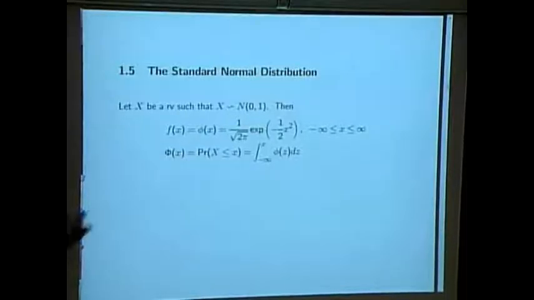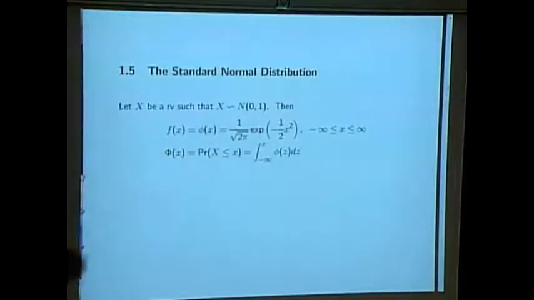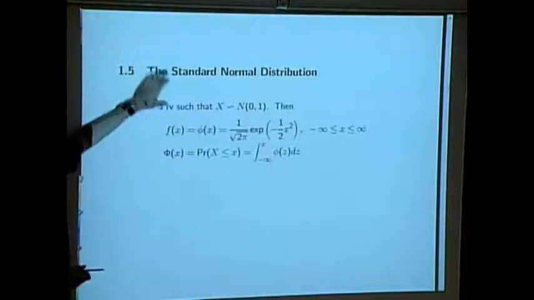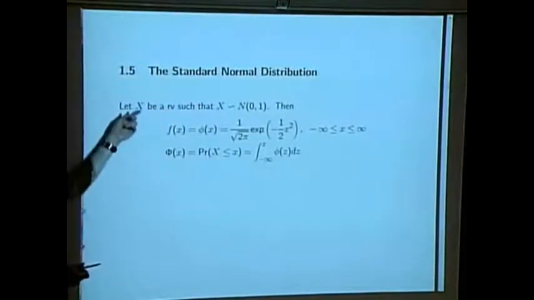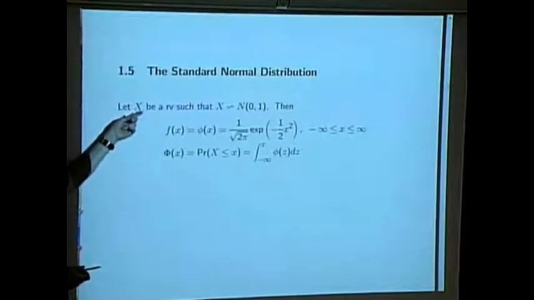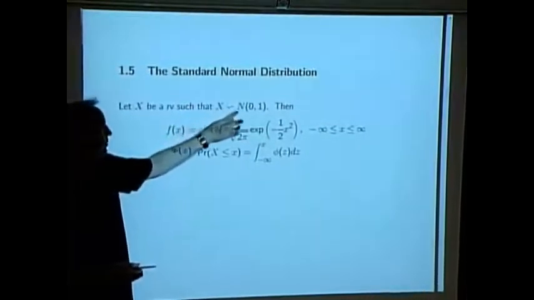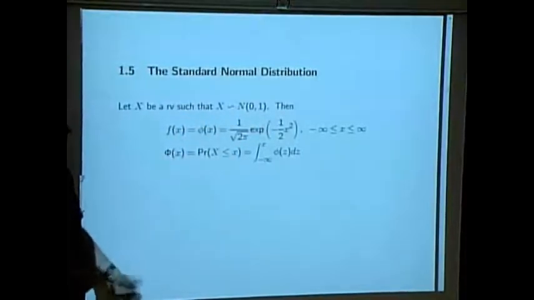So one of the most important continuous distributions that we're going to work with is the normal distribution. Okay? This is the so-called bell curve. Now, a special case of the normal distribution is called the standard normal distribution. The standard normal distribution is for, say we have a continuous random variable, and if x is distributed as normal 0, 1, then it has a standard normal distribution.